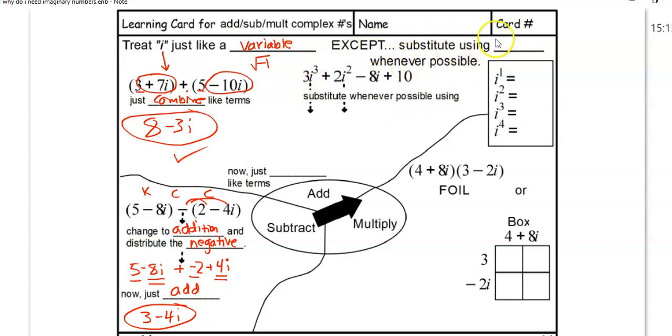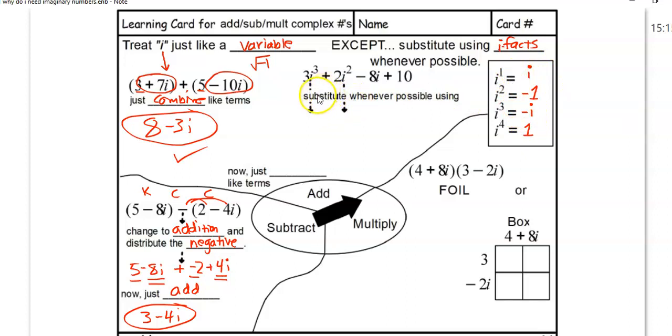And let's see, we're going to treat it just like a variable, except we're going to substitute using our i facts, as I like to call them, the facts about i. We're going to use those whenever possible. i to the first, we're just going to simplify that, make it i. i to the second, we learned that is the same thing as -1. i to the third, we went through some mathematics in the previous video and found out that was -i. And i to the fourth, we found out that was lovely, just plain old 1. So i, -1, -i, 1. That's our i facts list.